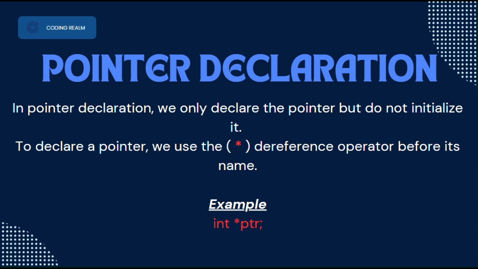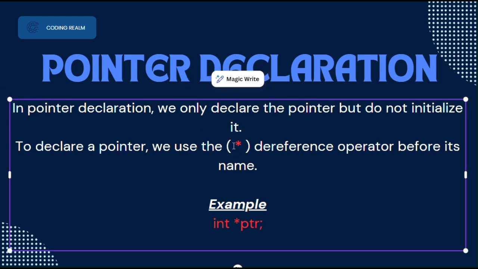In pointer declaration, we only declare the pointer but do not initialize it. To declare a pointer, we use the dereference operator, the star, before its name, like this example: integer, the data type, star, and the pointer name. The pointer declared here will point to some random memory address as it is not initialized. Such pointers are called wild pointers. Here the data type is integer and the pointer name is PTR.